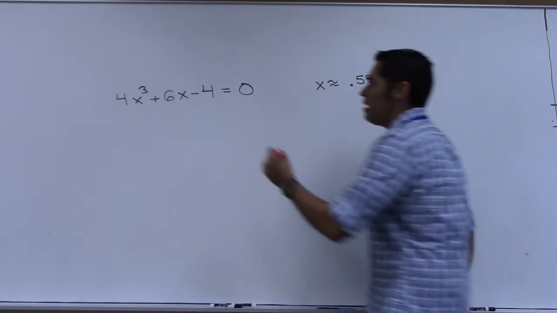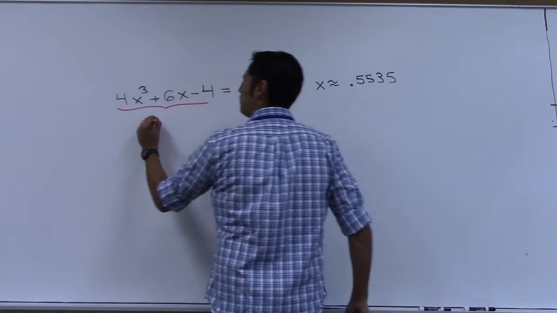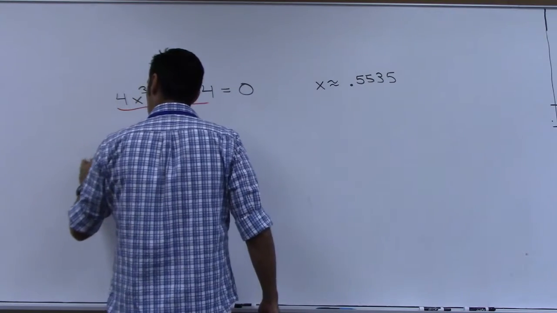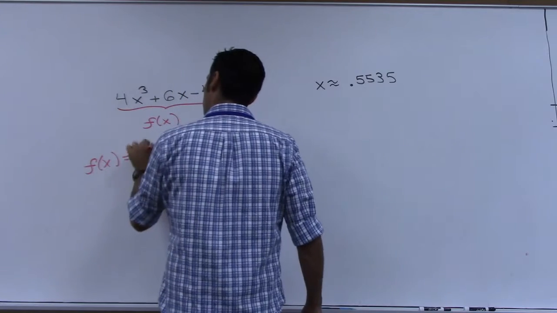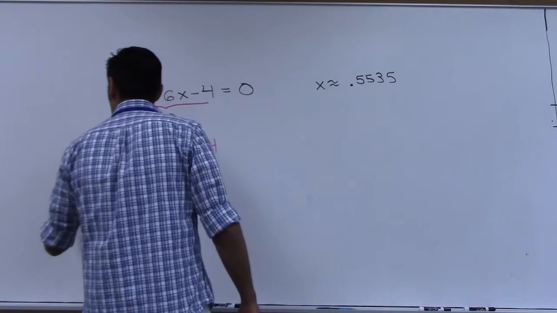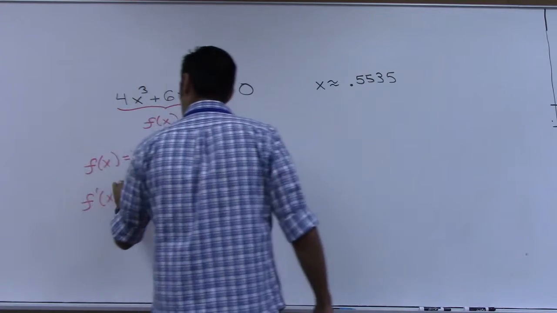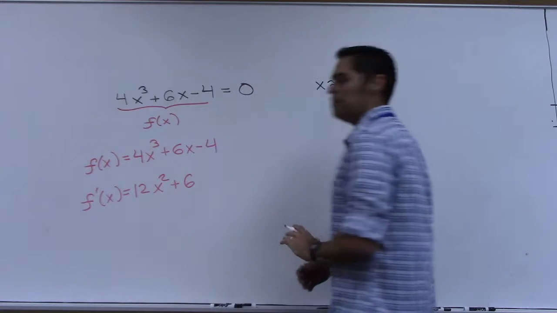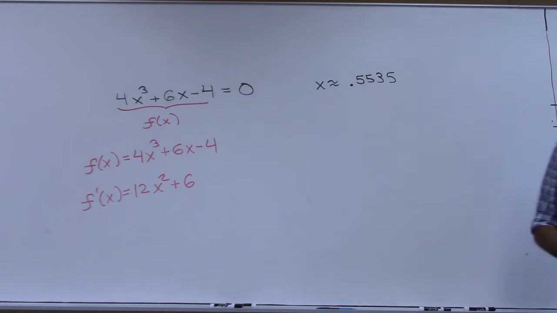So let's let the left side of this be f of x. Right, so f of x is 4x cubed plus 6x minus 4. I'm going to need the derivative to use Newton's method, right? 12x squared plus 6, and that's it? What do you want to use as a guess?